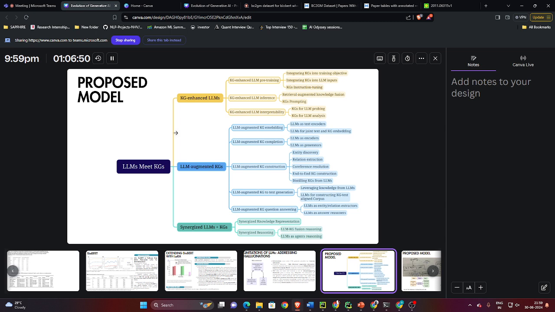So here, one of them is KG enhanced LLMs. In that, the middle one is KG enhanced LLM inference. In that one is the retrieval augmented knowledge fusion. Is it a regular RAG, or is it a different thing? Differently. And I guess the next question would be how and why it is different.